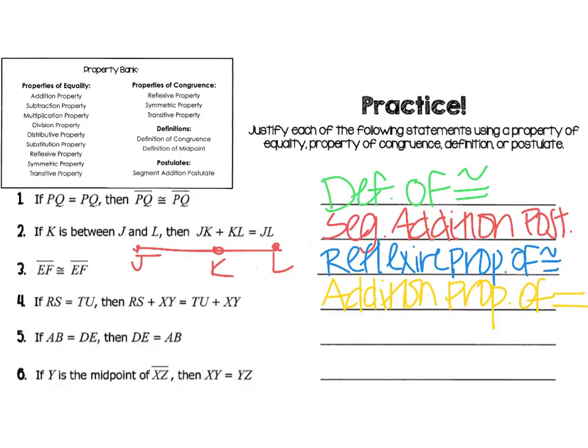Then number 5. If AB equals DE, then DE equals AB. So we're switching them around. First of all, if we're switching them around, that would be symmetric property.